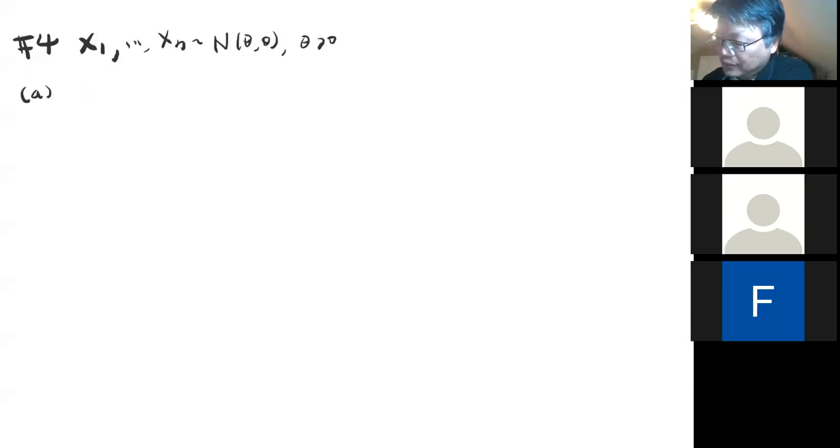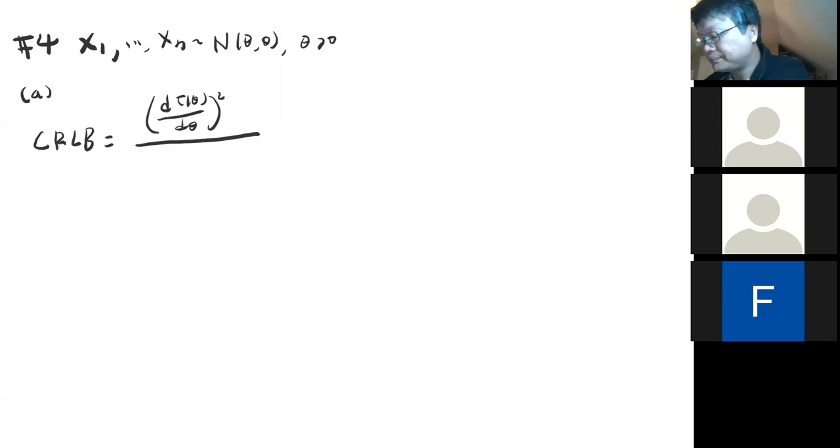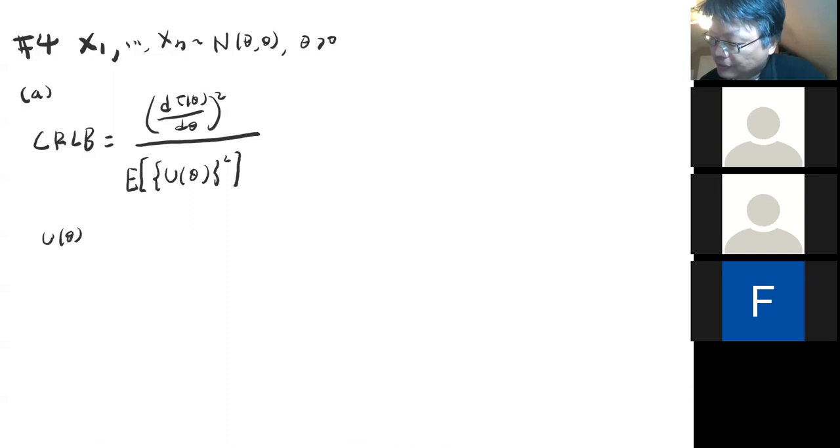Okay. So the CRLB by definition is what? I have a numerator and a denominator. In the numerator is d tau of theta over d theta, then taking the square. In the denominator is the expectation of the score function, the U function, taking the square, then taking expectation. And then the score function by definition is the partial derivative with respect to theta of the log of the joint PDF.